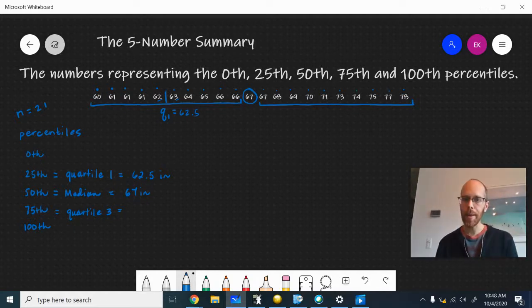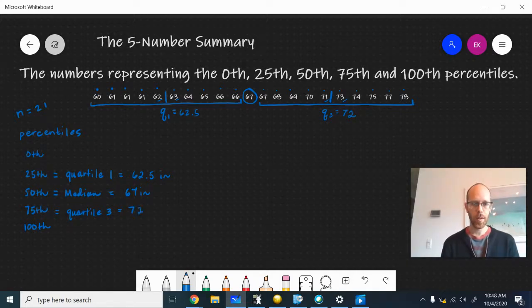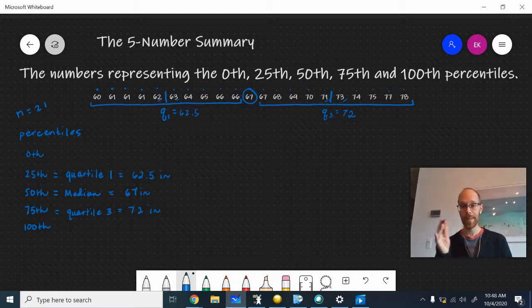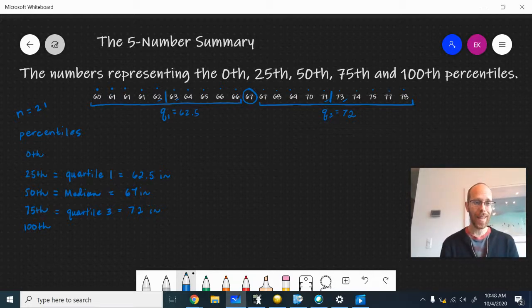So the third quartile, you play the exact same game, but you do it over here. So if I divide right there, I get 5 and 5. And so our third quartile would be equal to the average of the 71 and the 73, which gives us 72. So a student at the 75th percentile, also known as quartile 3, is 72 inches tall. That's 6 feet.